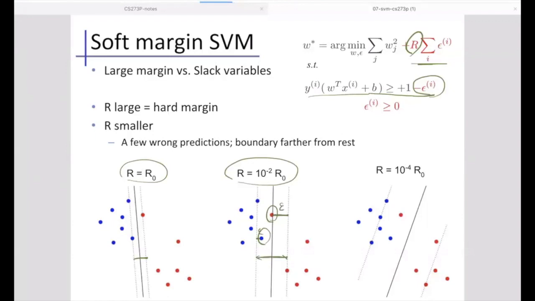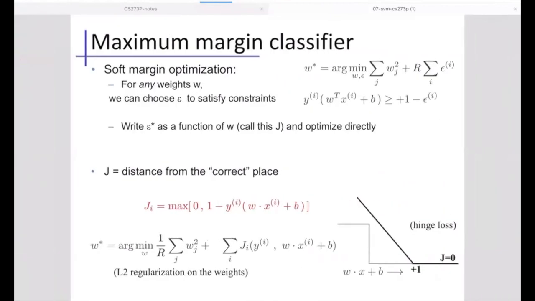You can see now because you are encouraging margin, you get a solution like this. Now, if you further encourage the margin, now you have a margin that is even bigger, and now you have more slackness introduced for these points here. So it's kind of a weighing between these two parts. Usually this is a hyperparameter, and then we have to choose it using cross-validation procedures. Okay, so that's what we are doing so far.